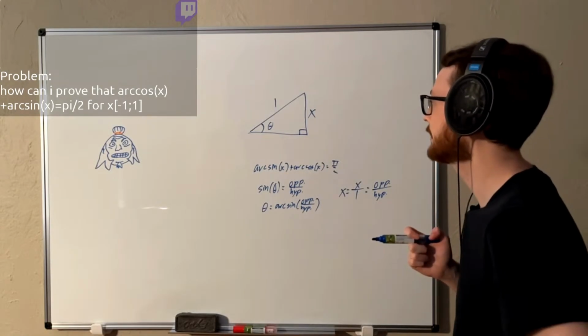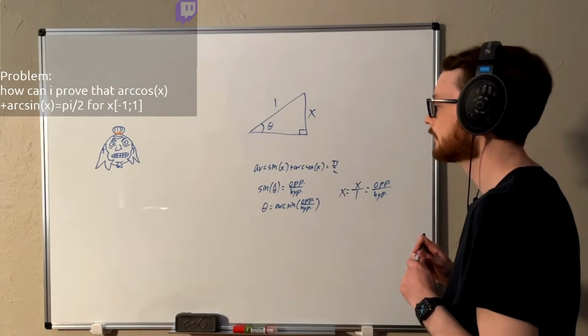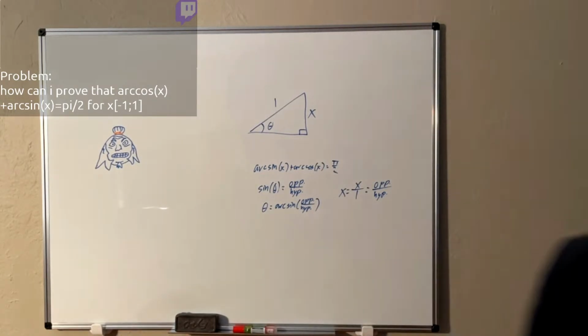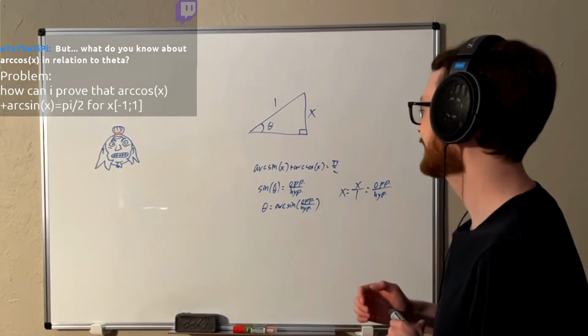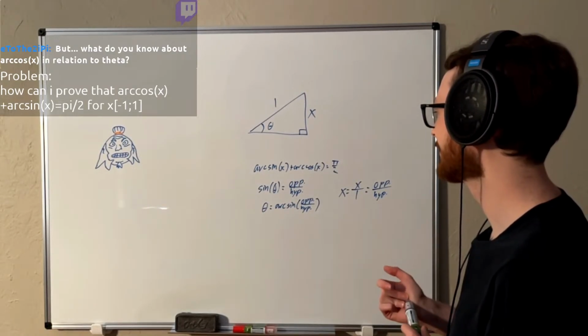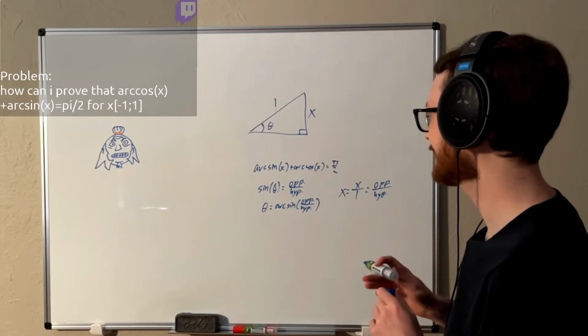What do we do with the arccosine? Do we want to do it on the same triangle? I feel like intuitively I have an idea of how this is supposed to work, but thinking about arccosine x in relation to theta. I mean, that's what I want to do.